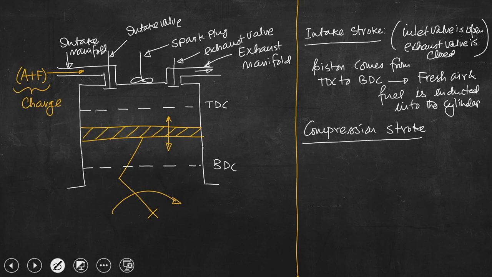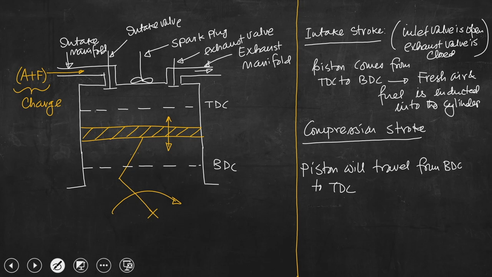Okay. So, this is the compression stroke. What we can see in the beginning of the compression stroke is that the piston is at BDC. So, naturally the piston will travel from BDC to TDC.